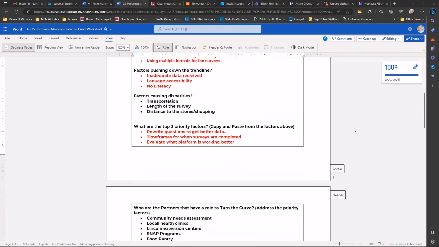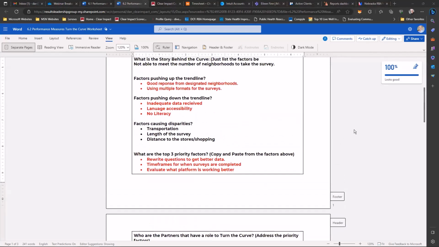And the top 3 factors were that we should have rewritten the questions to get better or more complete data. We did find out after the fact that the time frames for the surveys were not great. There was a lot of competing time for families and people who did the shopping. And we need to evaluate what platform works best for conducting the survey.